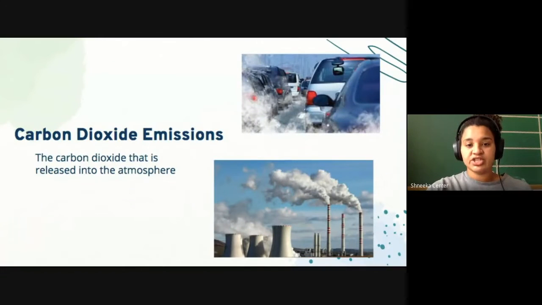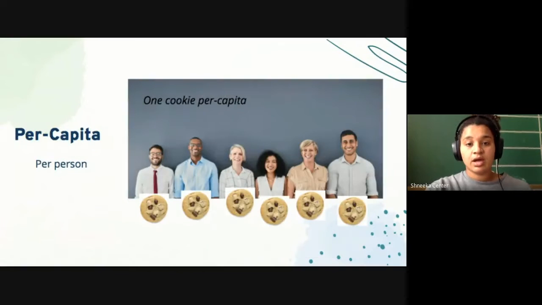Carbon dioxide emissions are the carbon dioxide that is released into the atmosphere. And there are a variety of ways that carbon dioxide is emitted into the atmosphere. Per capita just means per person. So when we're calculating the per capita carbon dioxide emission rate, we're looking at how much each person is emitting, how much carbon dioxide each person is putting into the atmosphere. This example is 1 cookie per capita, so 1 cookie per person.